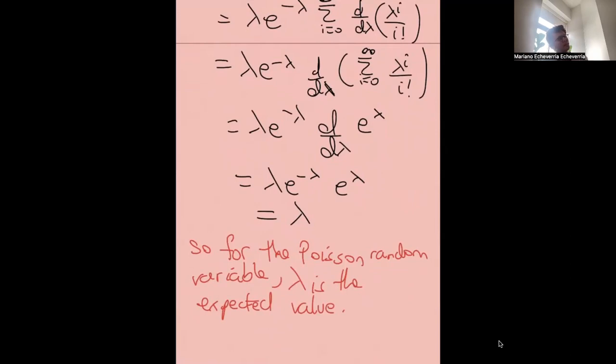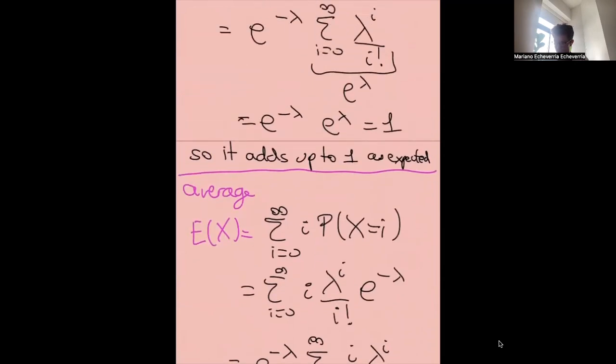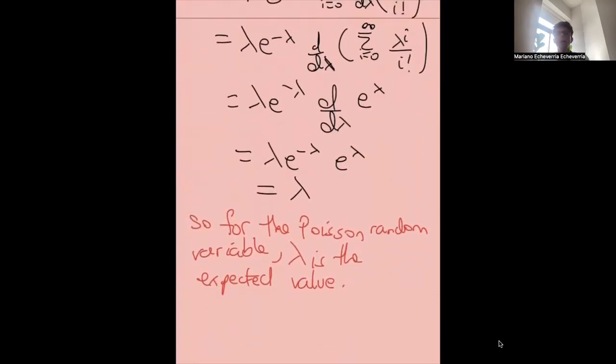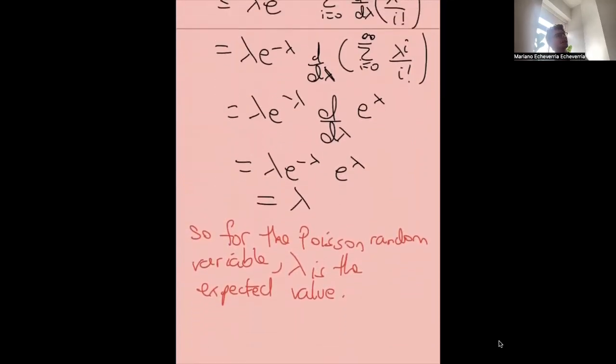So I just have a question. If the Poisson is an approximation of the binomial, why don't we just use the Poisson all the time? Like, why use the binomial? Okay.